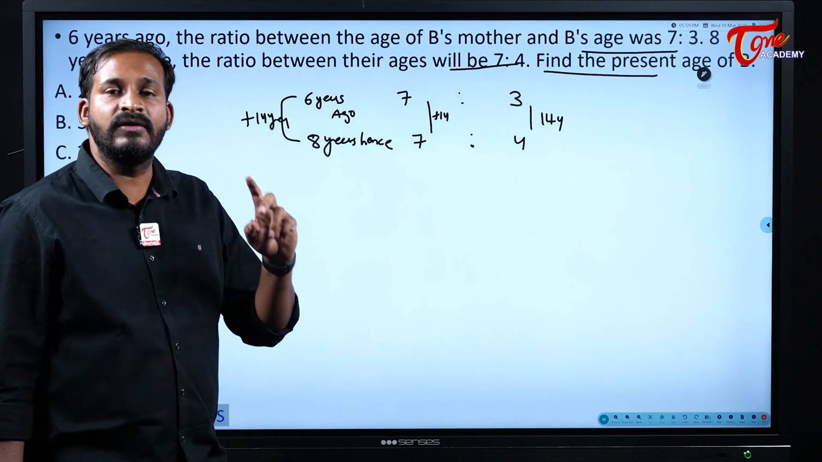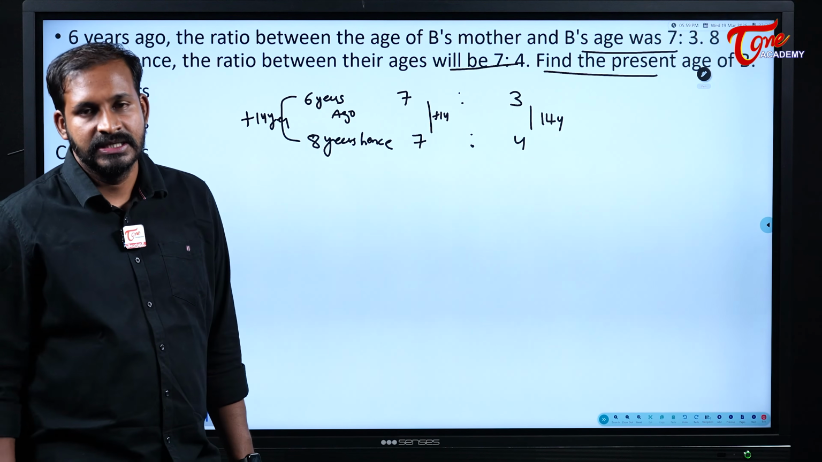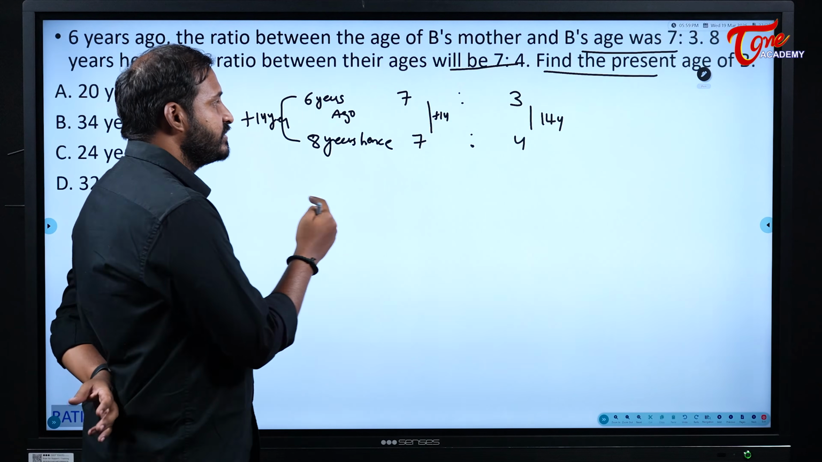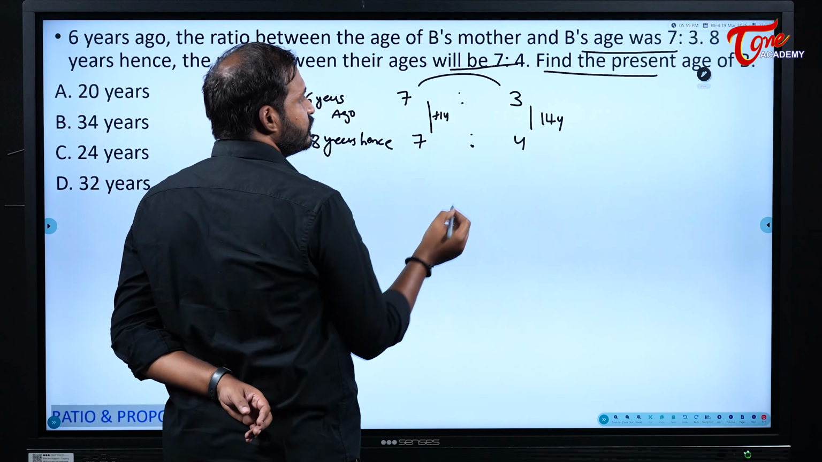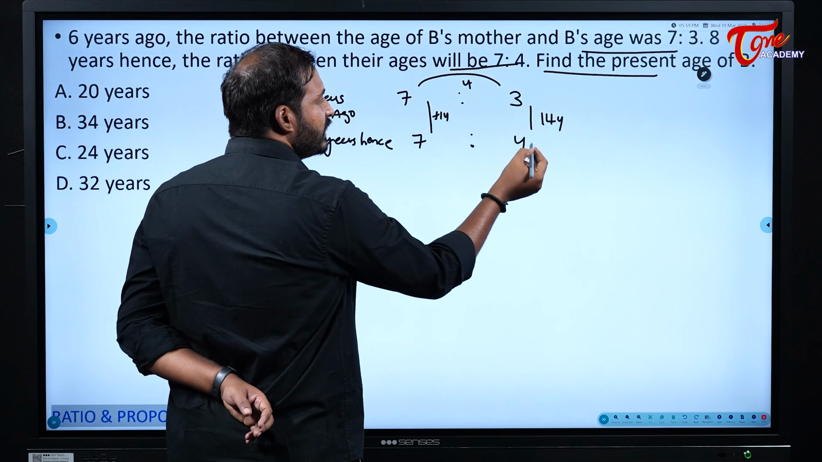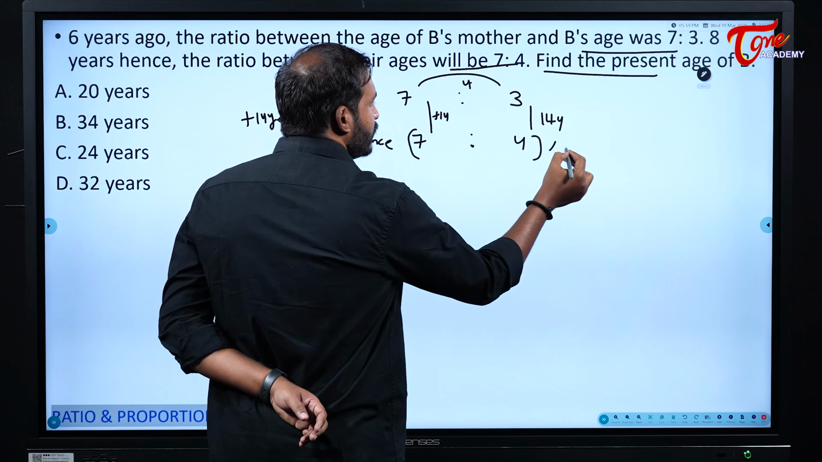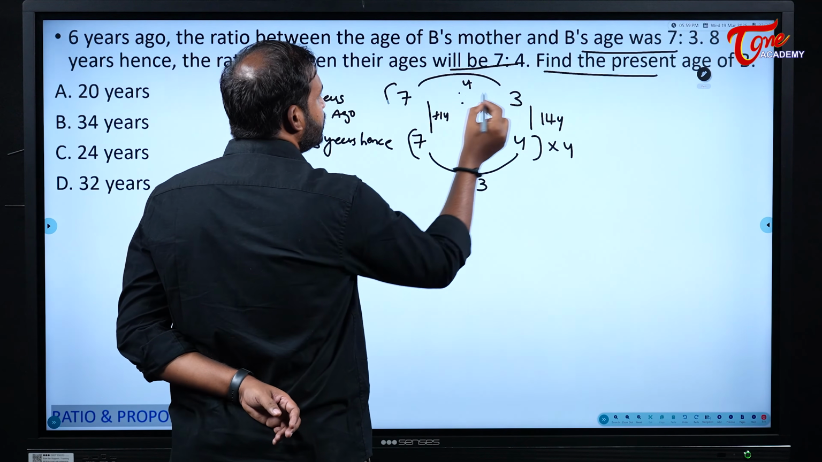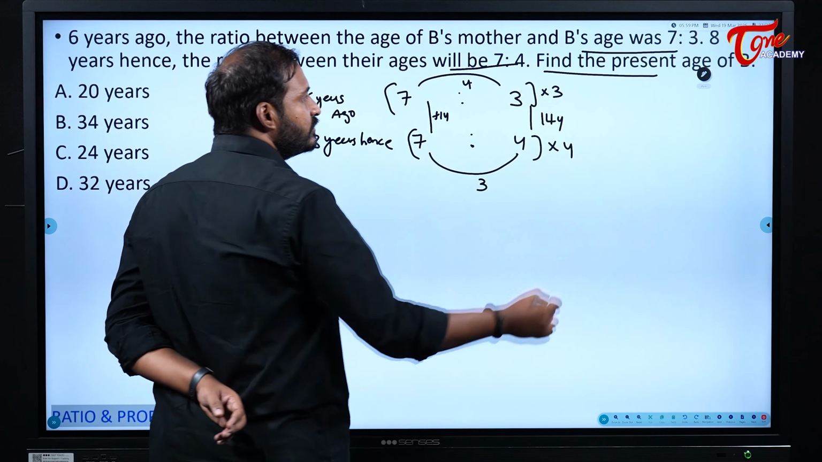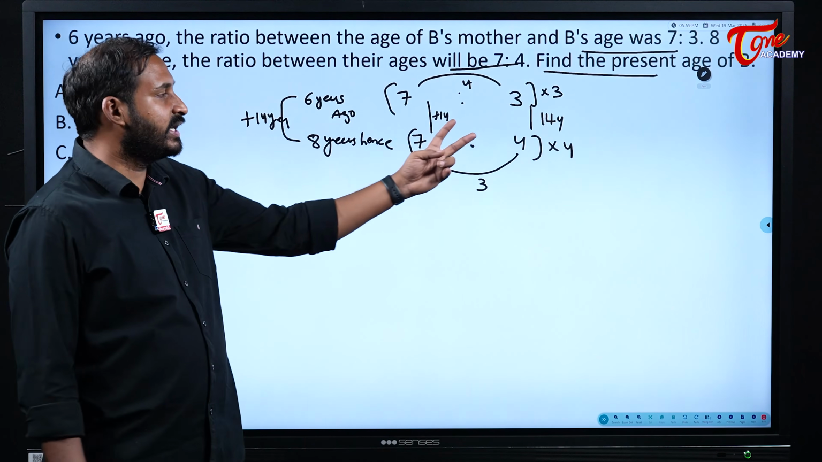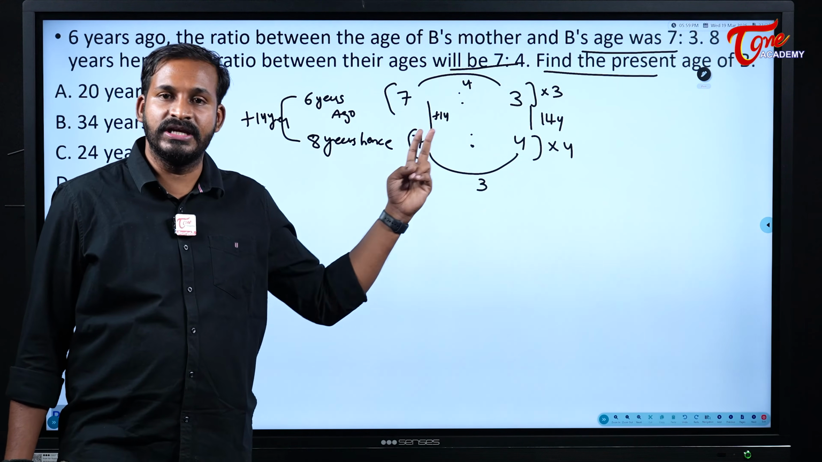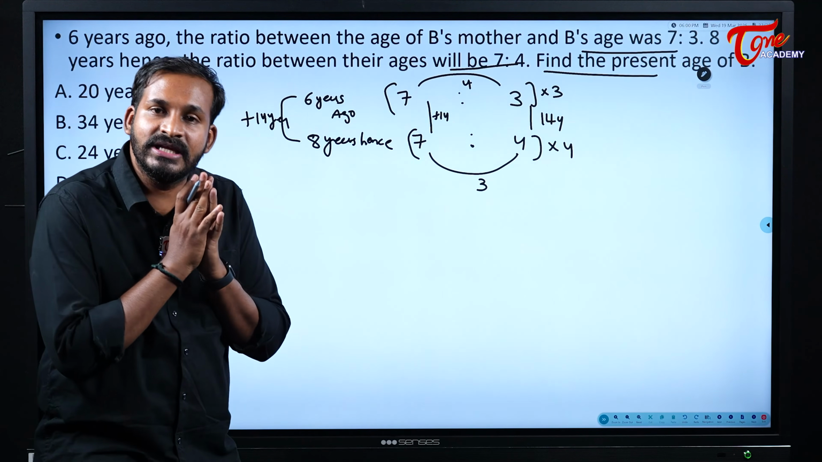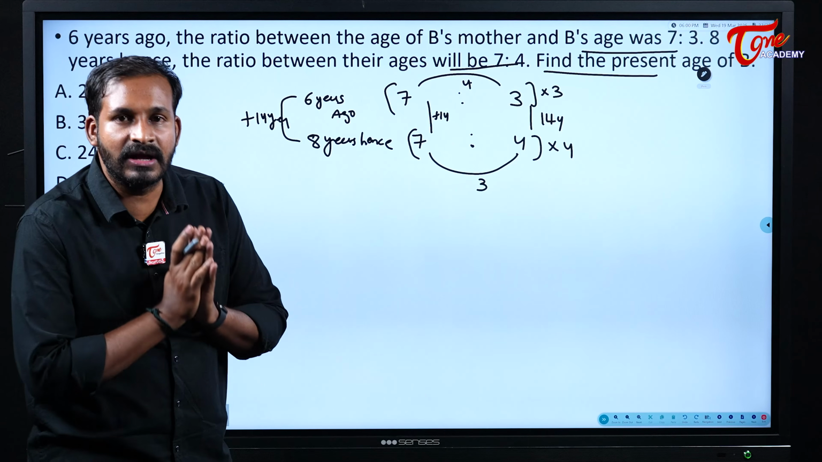So first of all, we should equalize the difference. Sir, how can we equalize the difference? Please observe here. The difference between these two is 4, so you should multiply that 4 to this one. And the difference between these two is 3, so you should multiply that 3 to this one. Understood? Both were increased by 14 years and 14 years, but the difference is not the same. So first of all, I will equalize the difference.